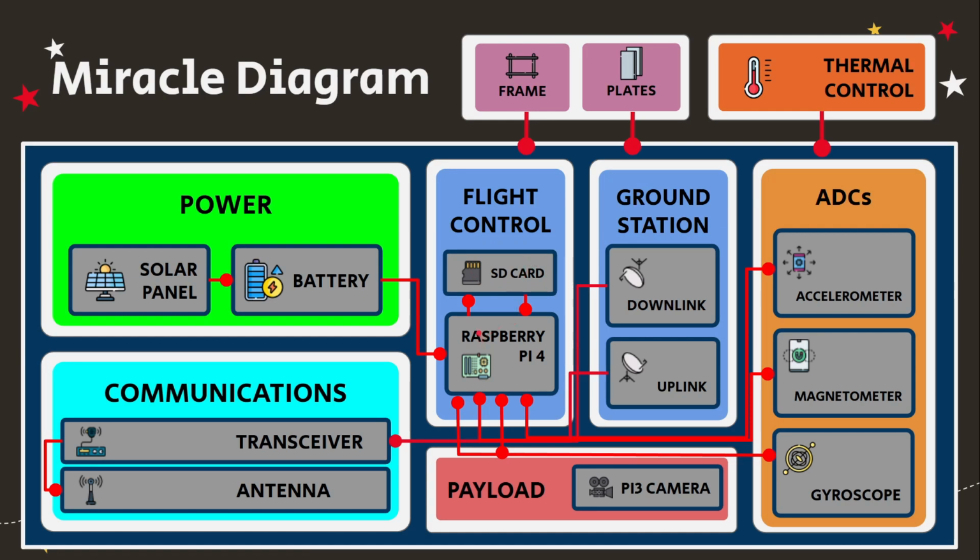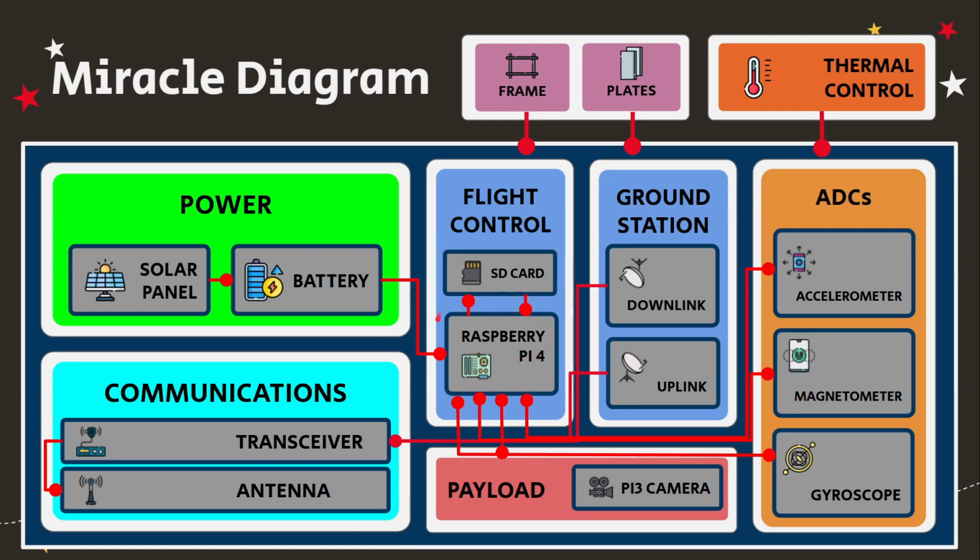So the Pi is also connected to a Pi 3 camera module, which is the payload of our CubeSat, and this captures data in the form of images. The Pi is also connected to ADCS sensors, and this includes the accelerometer, which tracks linear movement, the gyroscope, which tracks angular movement, and finally the magnetometer, which helps orient the CubeSat.